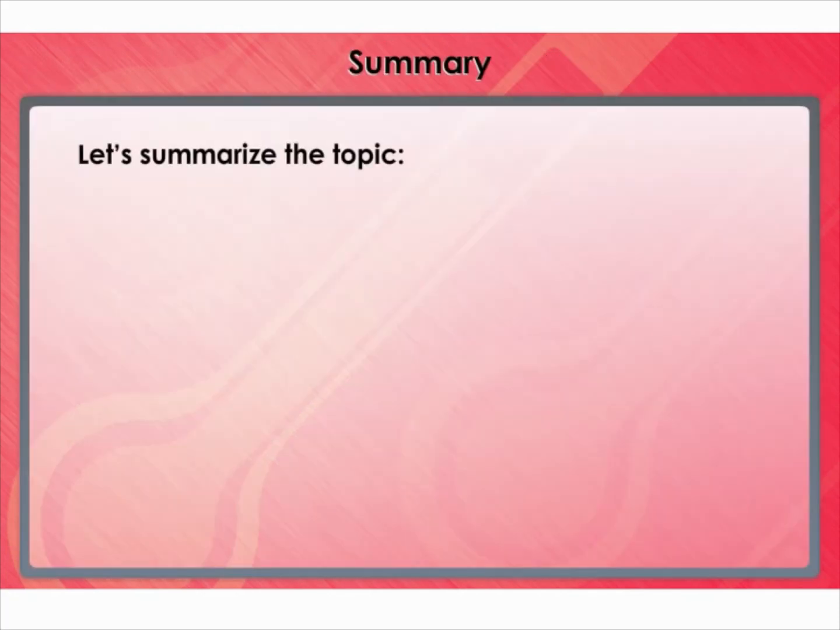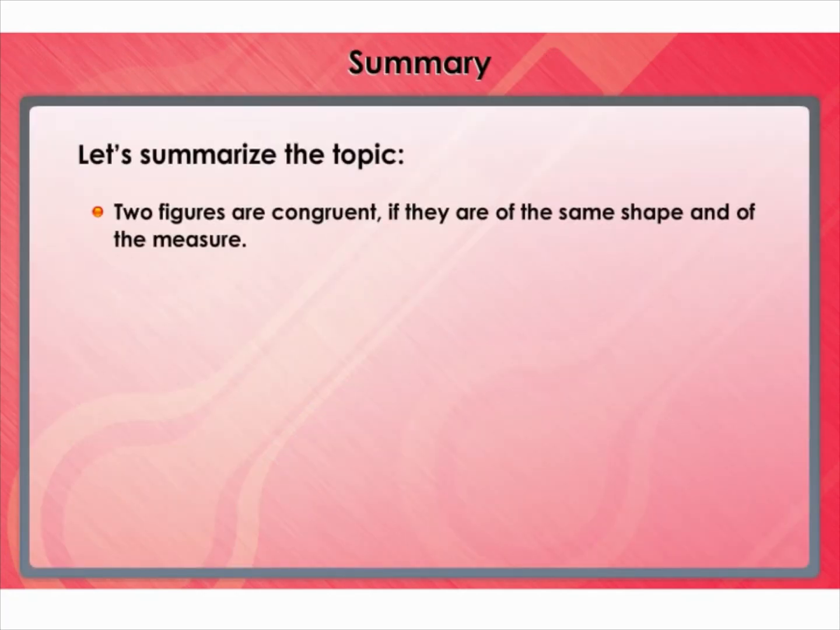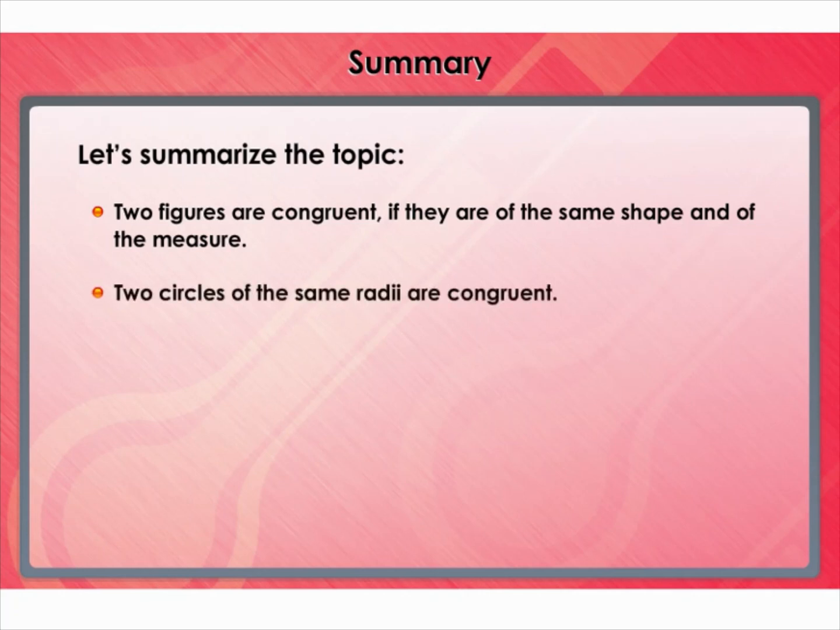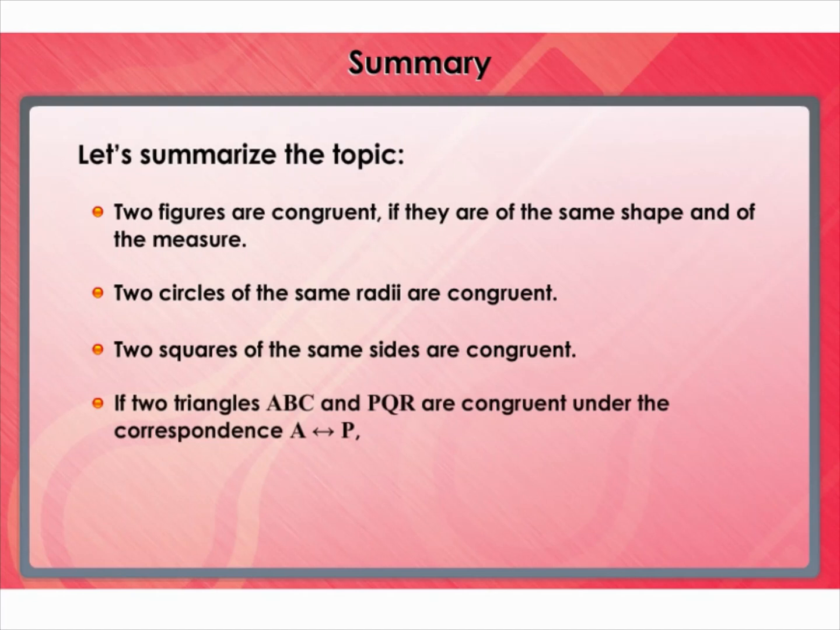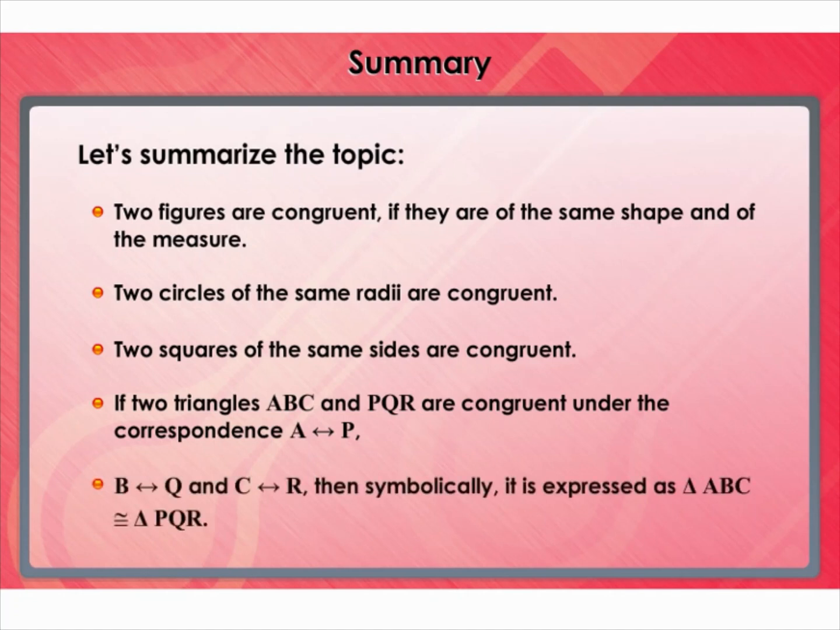Summary. Let's summarize the topic. Two figures are congruent if they are of the same shape and of the same measure. Two circles of the same radii are congruent. Two squares of the same sides are congruent. If two triangles ABC and PQR are congruent, under the correspondence A tends to P, B tends to Q, and C tends to R, then symbolically it's expressed as triangle ABC is congruent to triangle PQR.